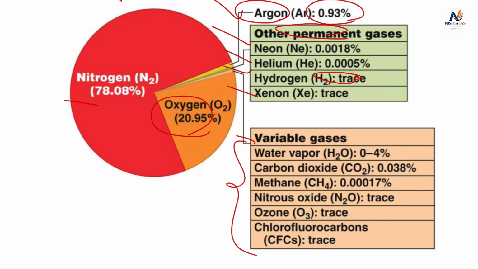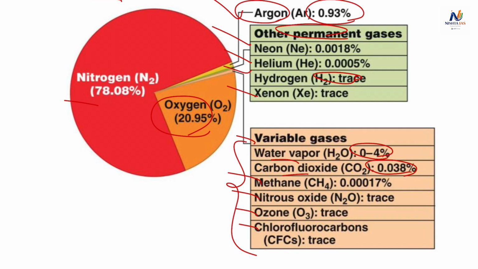Then we have variable gases, that means the composition of these gases varies because of natural and anthropogenic reasons. For example, water vapor can vary from 0% to 4%, and carbon dioxide can also vary, but usually it will be 0.038%, very little. And methane, nitrous oxide, ozone, chlorofluorocarbons, all these are also present in very minute quantities.